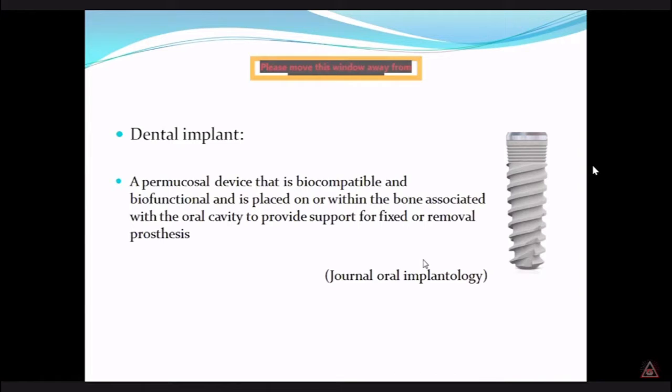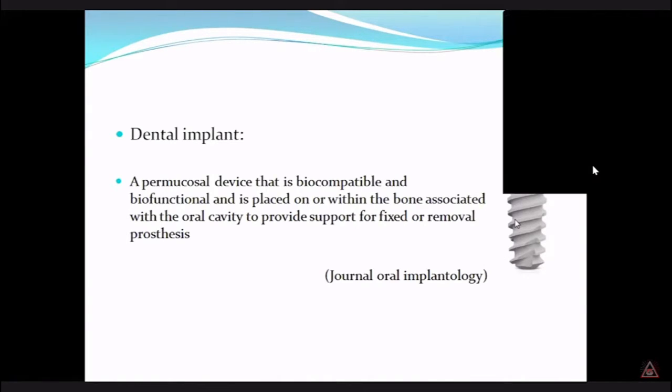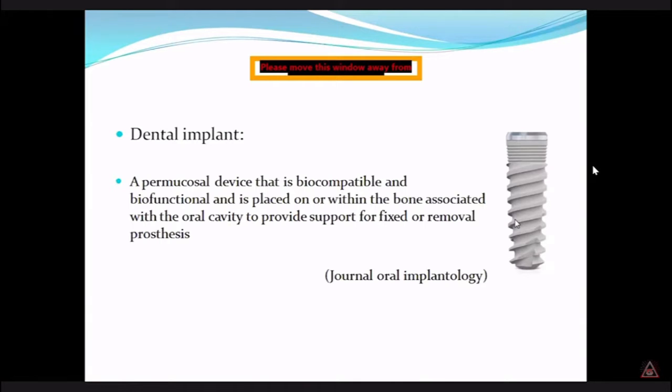So this is from Journal of Oral Implantology. So what is dental implant? Dental implant is a permucosal device that is biocompatible and biofunctional, which is placed on or within the bone with oral cavity to provide support for fixed and removable prosthesis. So this definition, if you write proper definition, you will get 1 out of 10. Okay, so you should know the definition of dental implant. You all should know.